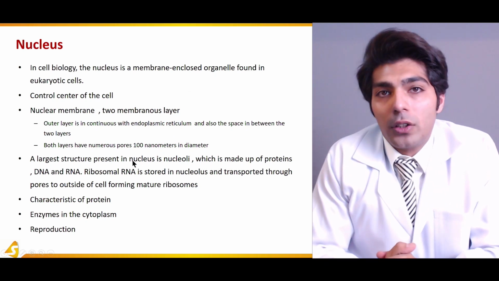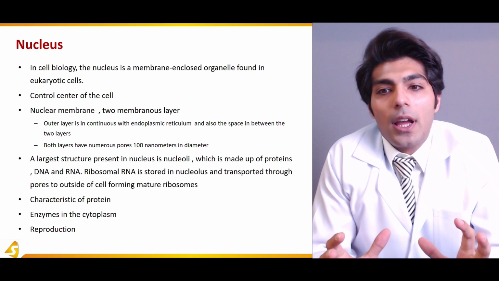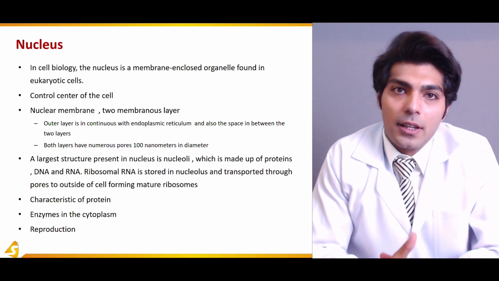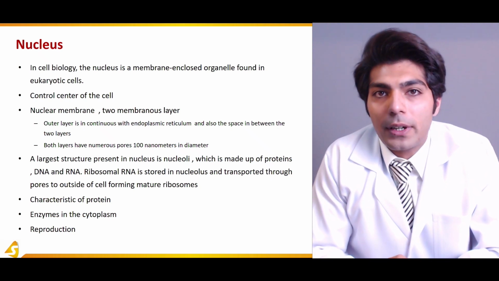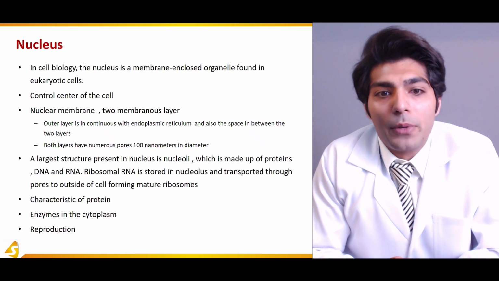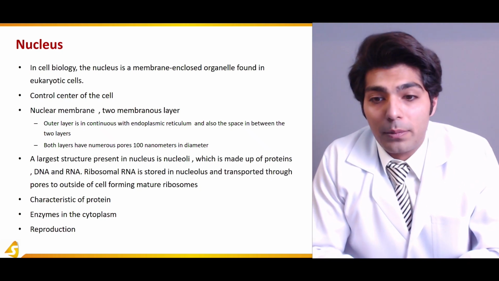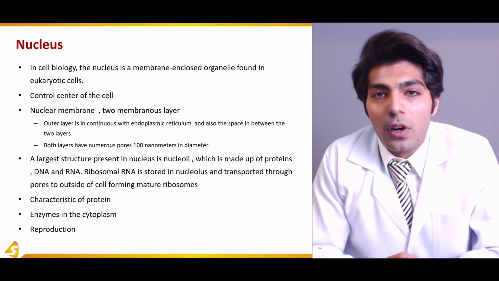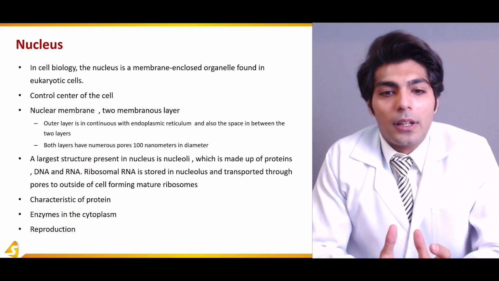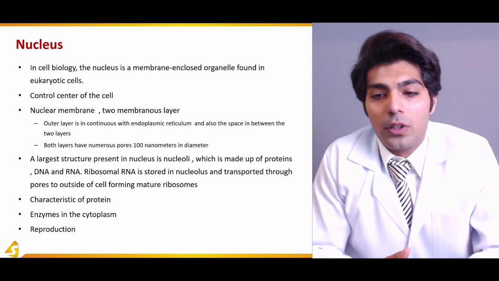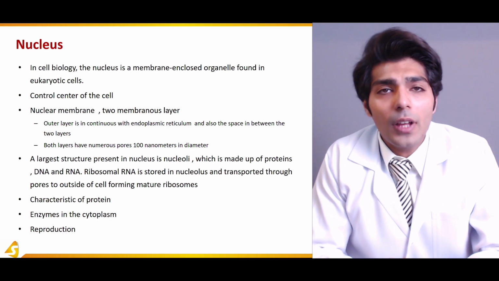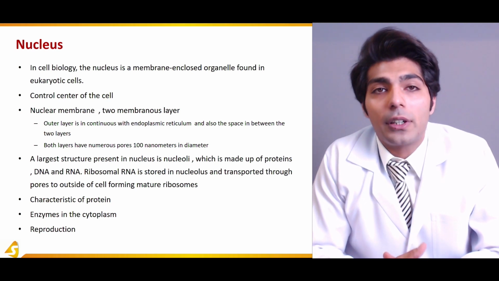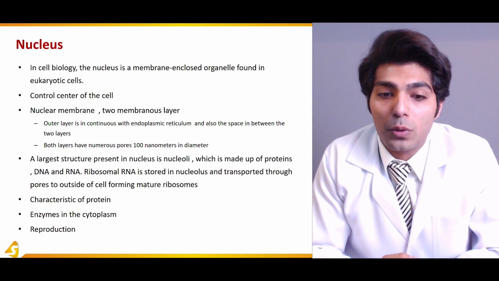So the nucleus. In cell biology, the nucleus is a membrane-enclosed organelle found in eukaryotic cells. It is the control center of the cell, having the nuclear membrane, which is composed of 2 membranous layers. The outer layer is continuous with the endoplasmic reticulum, and there is also space between the 2 layers. Both layers have numerous pores, almost 100 nanometers in diameter. The largest structure present in the nucleus is the nucleolus, which is made up of proteins, DNA and RNA. Ribosomal RNA is stored in the nucleolus and transported through pores to the outside of the nucleus, forming mature ribosomes.